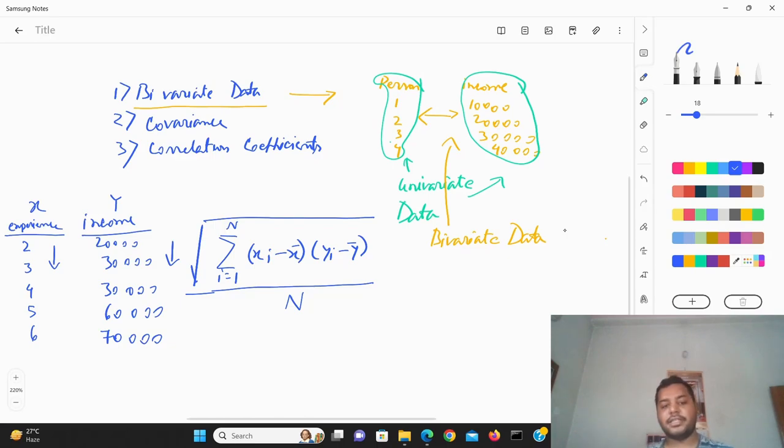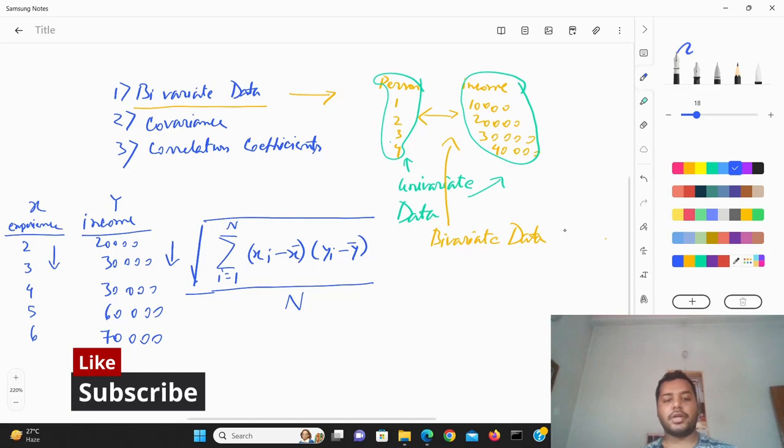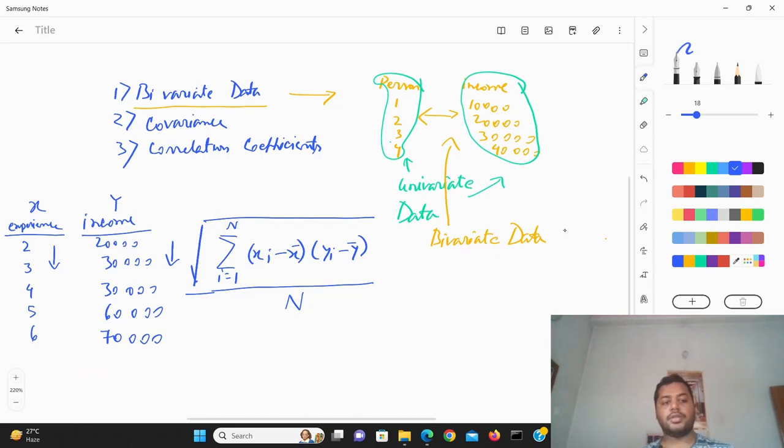It's like variance, but in variance we take the square of the differences, then take the sum of all the squares, then take the square root of it.